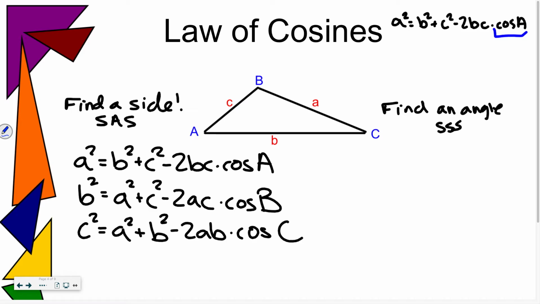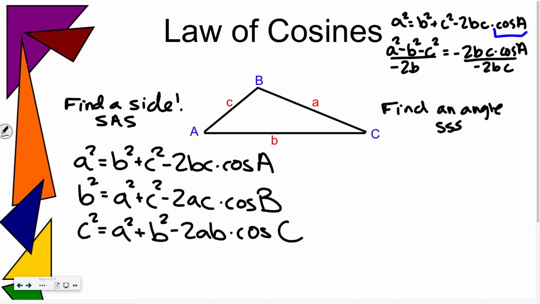Subtract b squared, subtract c squared. Anything added or subtracted needs to be moved to the other side. So we'll have a squared minus b squared minus c squared equals negative 2bc times cosine A. And then we just have to divide by negative 2bc.